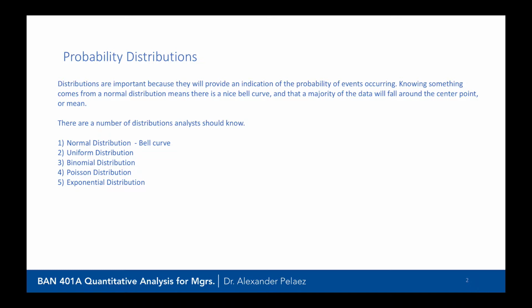There are a number of distributions that analysts should know, and this module goes through what some of them look like. We're mostly focused on the shape of these curves more than anything else. We just want to get a feel for when they might be used and what they look like. We have a normal distribution, which is a bell curve. It's one of the more common ones. The uniform distribution, a binomial distribution, Poisson distribution, and exponential distribution.